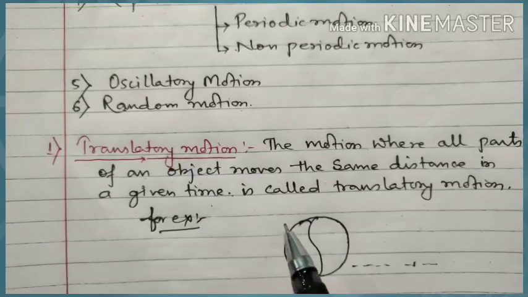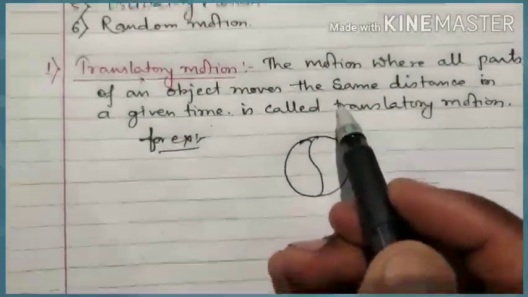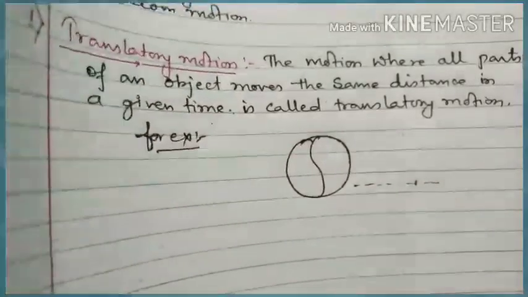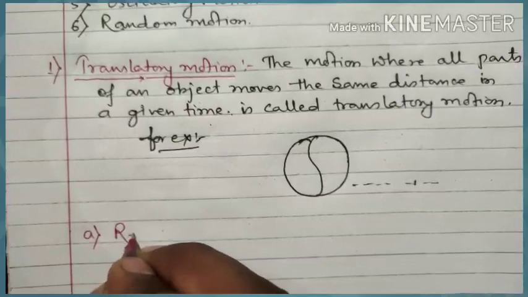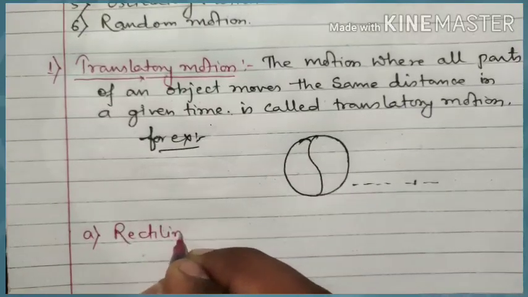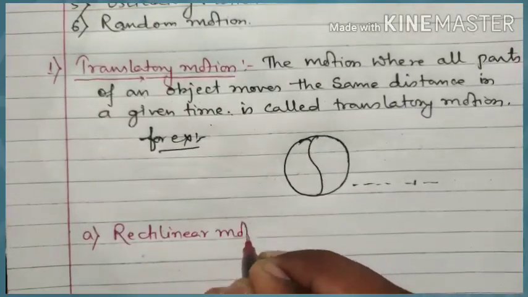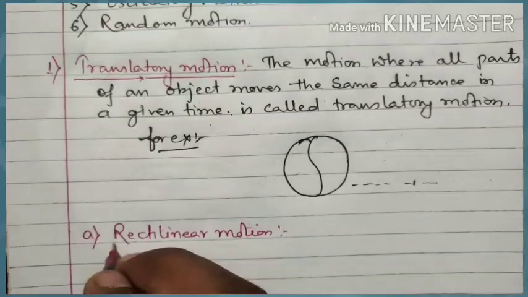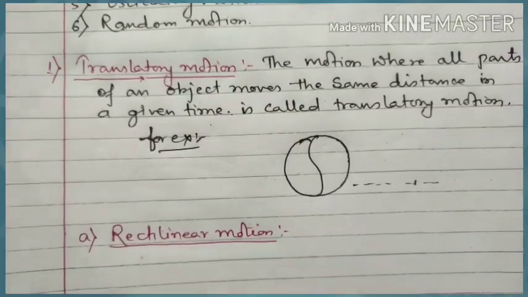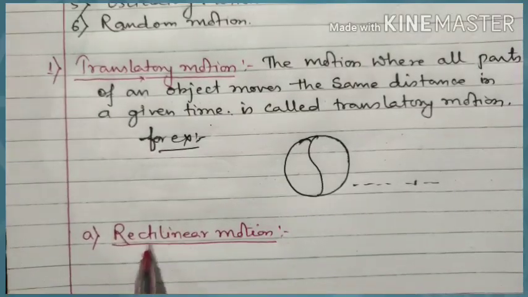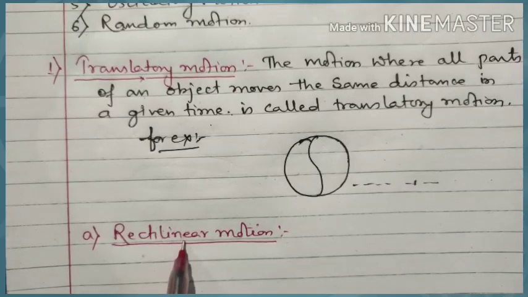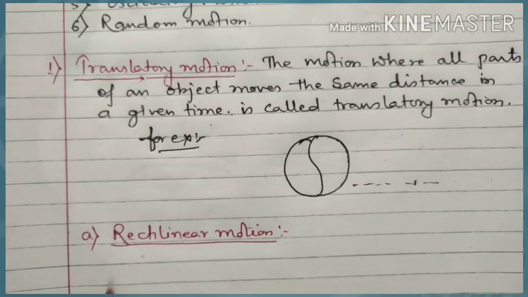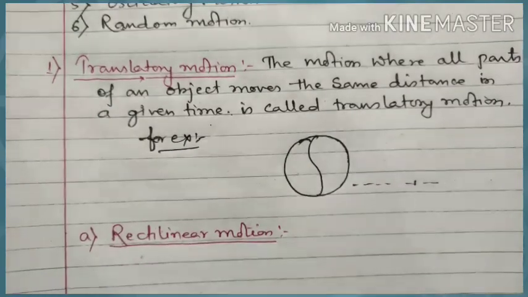Now let us see the first type of translatory motion, that is rectilinear motion. Rectilinear, by this name we can say a straight line, straight path. We can say it a straight path or motion in a straight line.